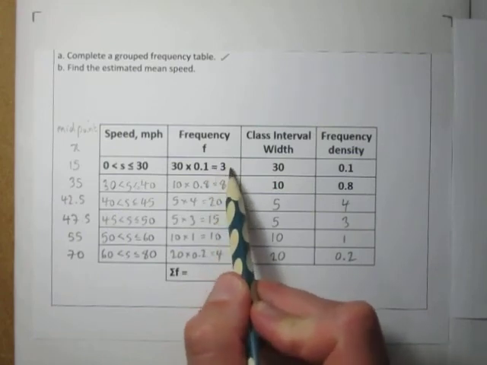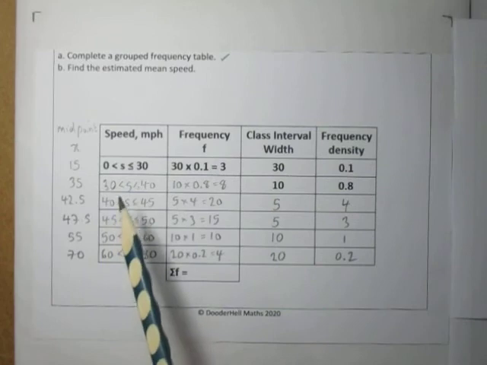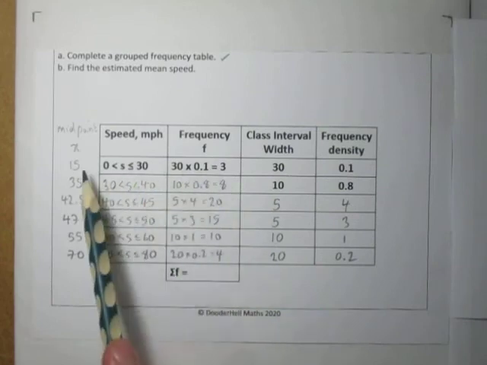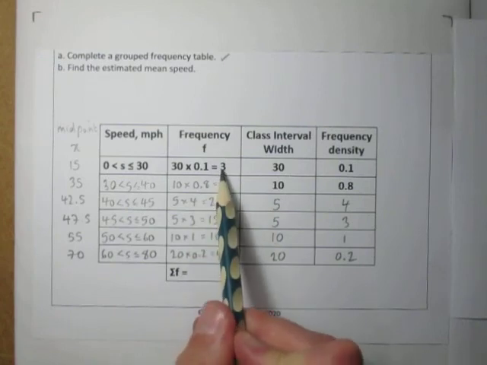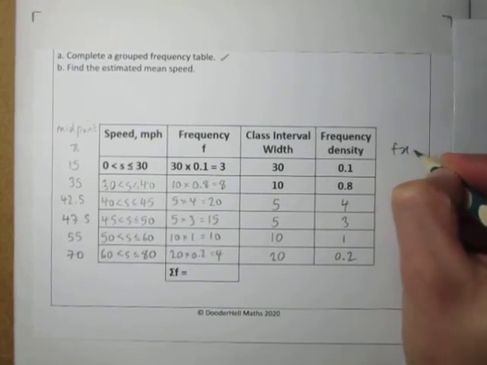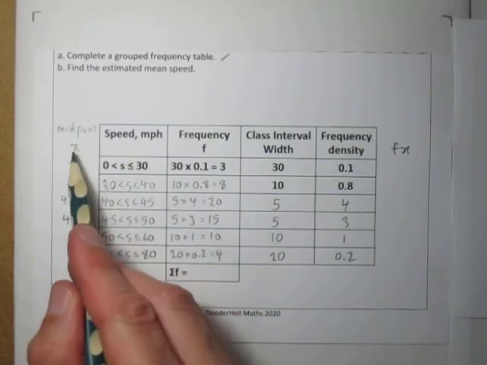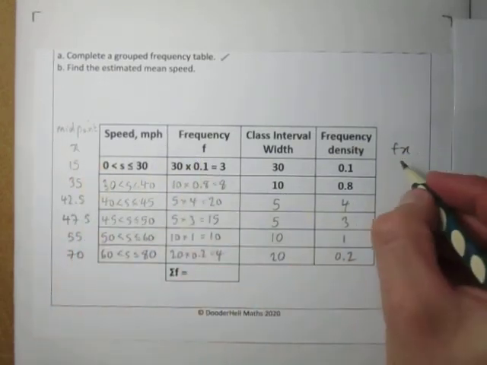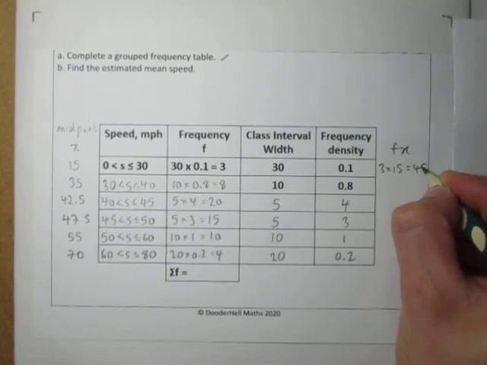Now what we're going to do is, because we know that we've got 3 cars that were measured with a speed somewhere between 0 and 30, we don't know whereabouts between 0 and 30 that speed was measured. So we estimate that those 3 cars were travelling at 15 miles per hour. So if we wanted to find the total speed of those 3 cars, we would do 3 times 15. And we're going to write that answer in this column here, f of x. So if this is the frequency and this is x, f of x, 3 times 15 gives me 45.